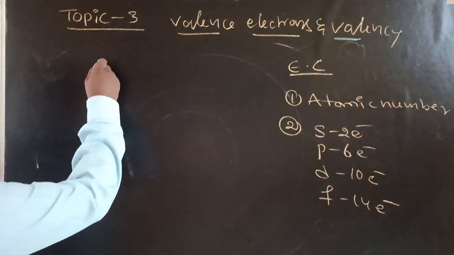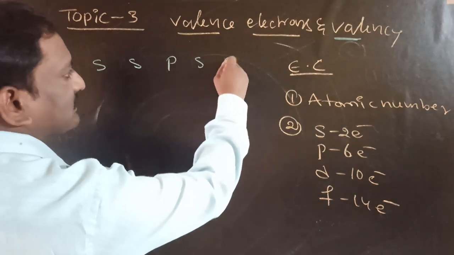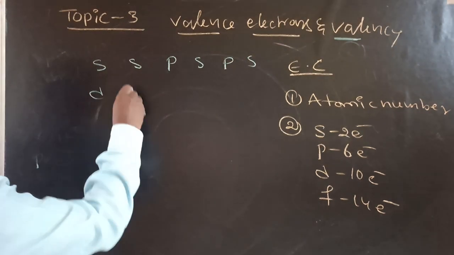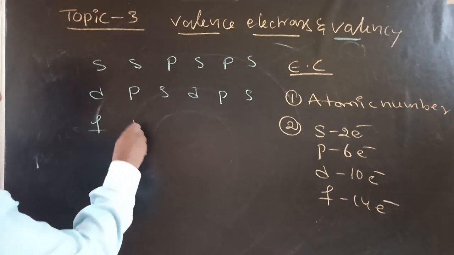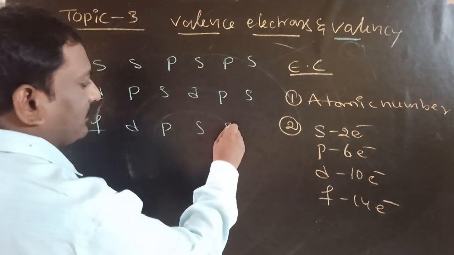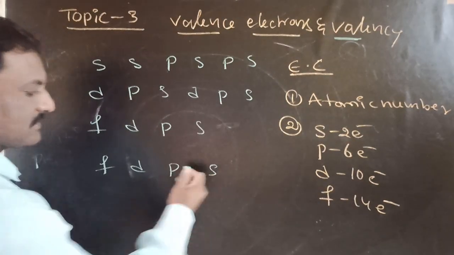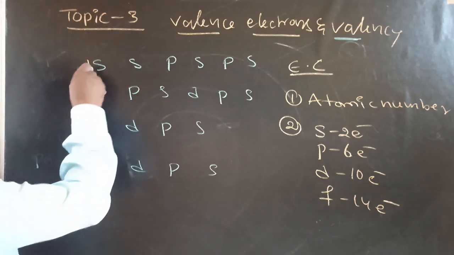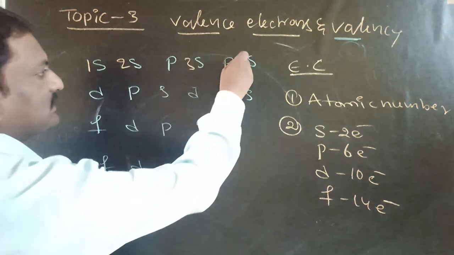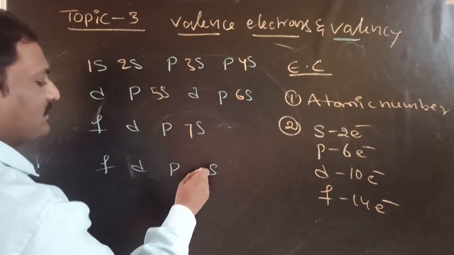Right? I said S, S, PS, PS, DPS, DPS, FDPS, FDPS, FDPS. So S starts with the first element: 1s, 2s, 3s, 4s, 5s, 6s, 7s, 8s.